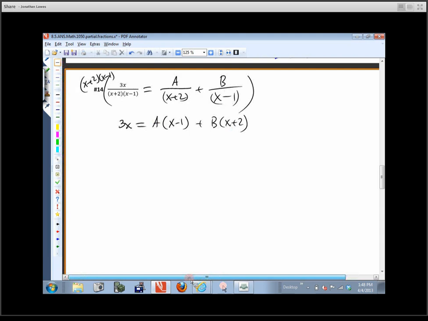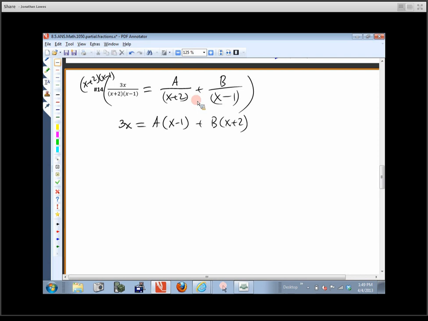Would it matter if we had B over x minus 1? It wouldn't matter. If you wrote the x minus 1 first or the x plus 2 first, you're still going to end up with the same number over the x minus 1 as if you wrote it in the other order. The whole terms are going to switch, the entire terms. Good question. Anything else?